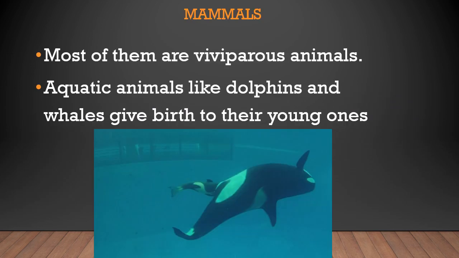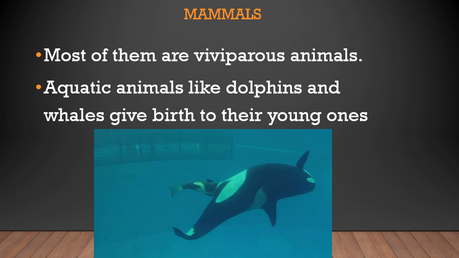Next is mammals. Mammals have the special characteristics of viviparous animals. Viviparous means animals which give birth to their young ones. Aquatic animals like dolphins and whales give birth to their young ones. In the picture you can see the dolphin is giving birth to a baby dolphin.